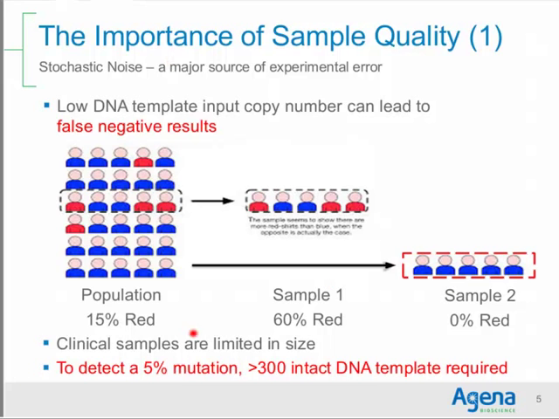So we all need to respect that clinical samples are limited in size and frequently degraded. But the reality is, if you want to detect a 5% mutation frequency, then you need to put in 300 intact DNA template molecules. That is, 15 of those input DNA templates will be a mutant strand. If you go below that, you're going to move into this area of sampling error, possibly upward bias, or the very dangerous downwards bias in your mutation frequency.